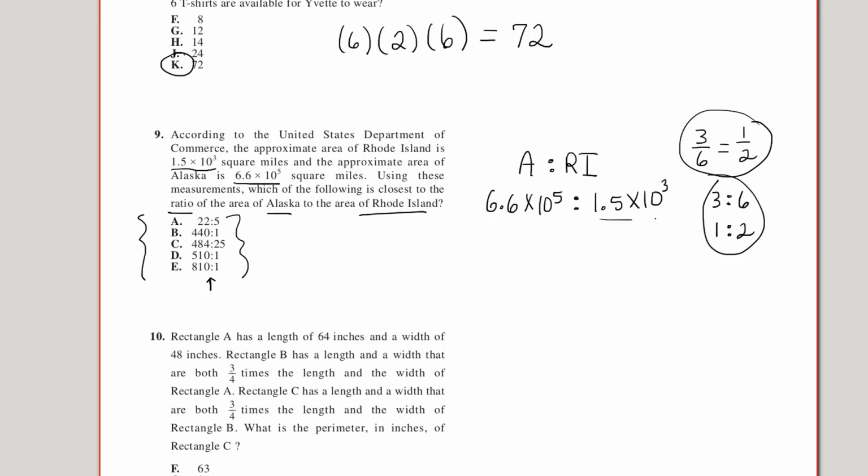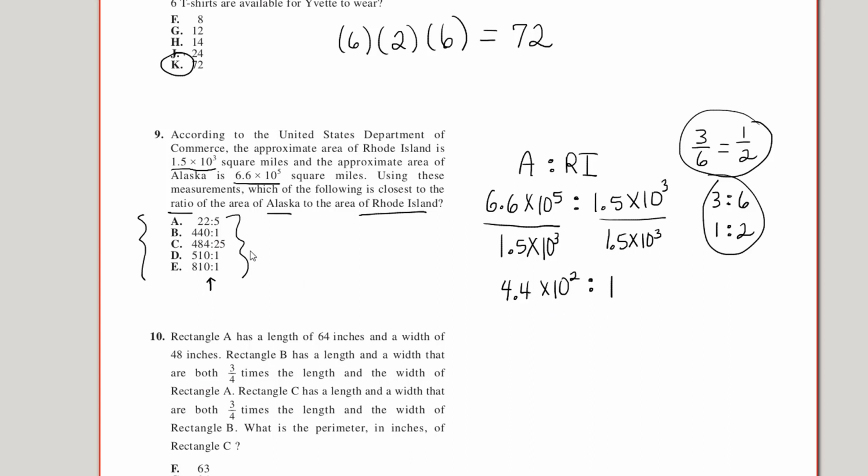And the first thing that I'm going to do is take the smaller number, the 1.5 times 10 to the third, and see if we can divide that into the 6.6 times 10 to the fifth. When you do this division with scientific notation in your calculator, you may get 4.4 times 10 to the second power to 1, because that divides into 1.